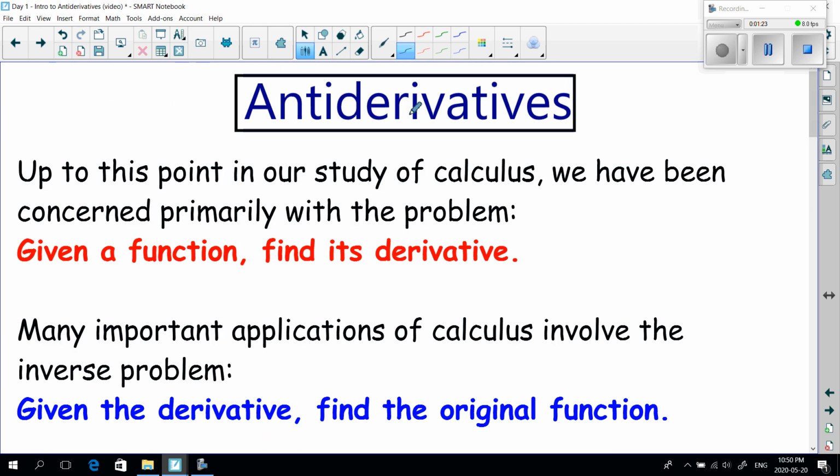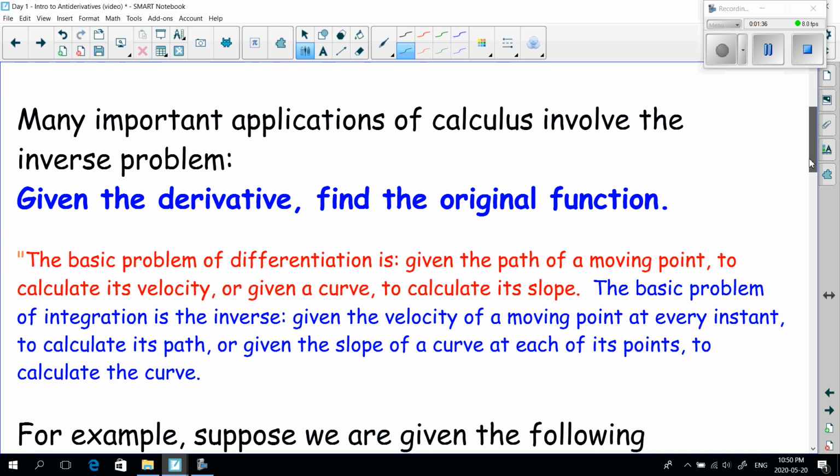So to differentiate means to find the derivative. To anti-differentiate, all right? So for every differentiation rule, there is an anti-differentiation rule. We're going to look at just some general antiderivatives today.